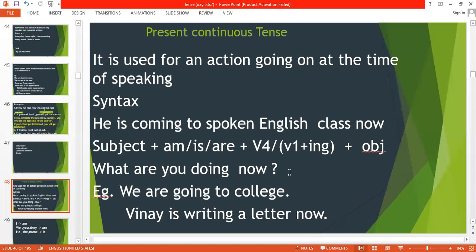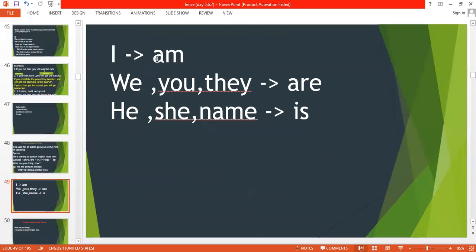Okay, like if we ask the students where you people are going, they may say, we are going to college. What is Vinay doing? Vinay is writing a letter. So here the important thing is that if you use I as a subject, then with I you have to use I am. If you use we, you, and they, then are is used as a verb, and with he, she, and name we have to use is.